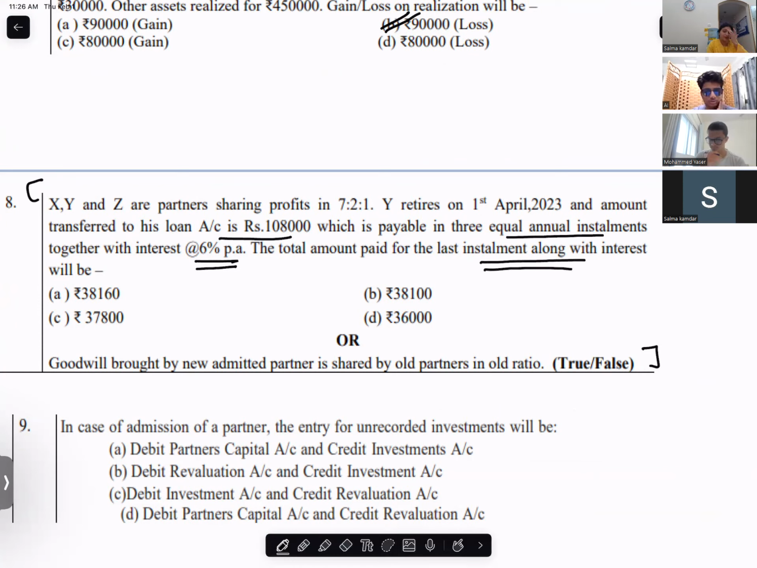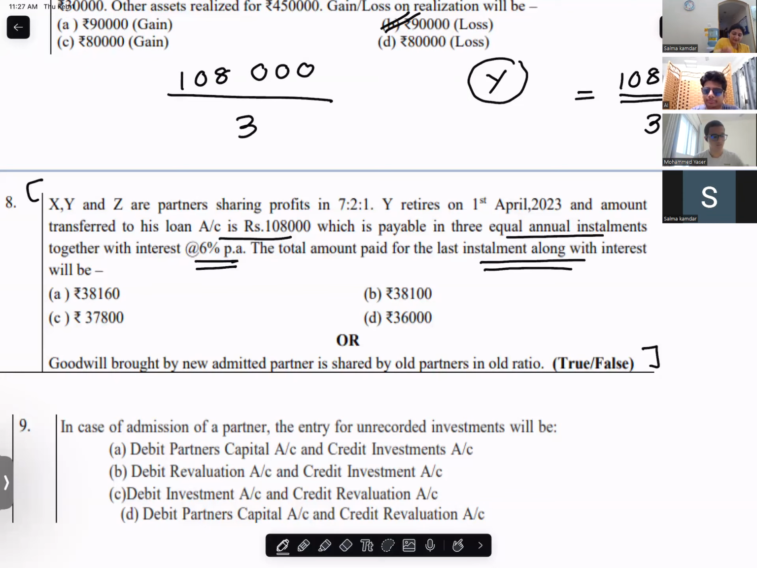Can you all give me the steps? Come on. Who has retired? Y has retired. What is the amount that has been transferred to his loan account? 1,08,000. This 1,08,000 is to be given in how many installments? 3 installments. So 1,08,000 divided by 3. I hope you all know how to do the calculation. Please do and tell me. How will you do?